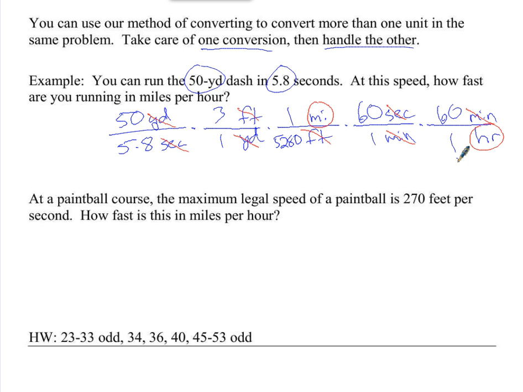Okay, so now all we have to do is multiply these numbers out. What's 50 times 3 times 1 times 60 times 60? I have no idea. I'm going to try to do this in my head. 60 times 50 would be 3,000. 3,000 times 3 would be 9,000. 9,000 times 60 would be like 90,000 times 6. That would be 54,000? Yep. 54,000 miles per... Now I can't do this one. We have 5.8 times 1 times 5280 times 1 times 1. So that's 5.8 times 5280. What is it? Close to 30,000 probably. What is it?